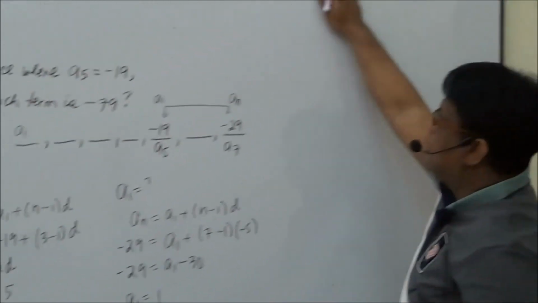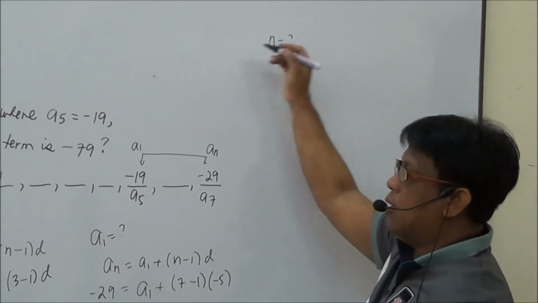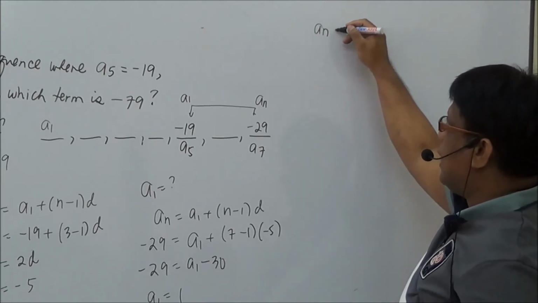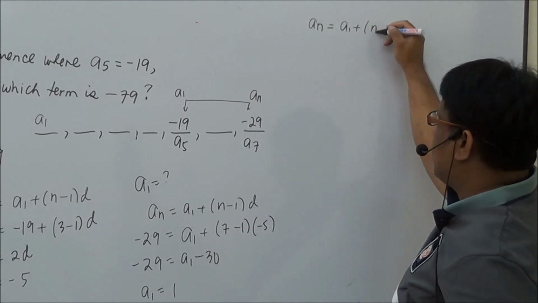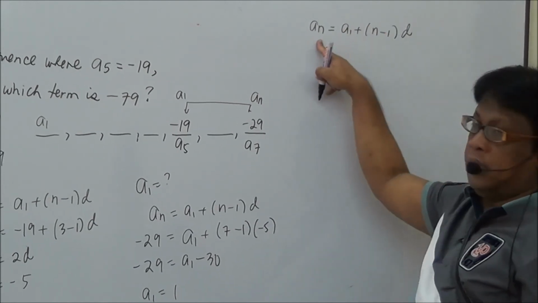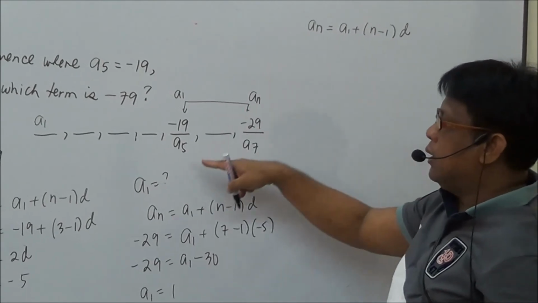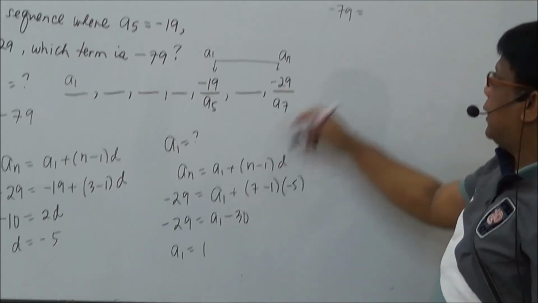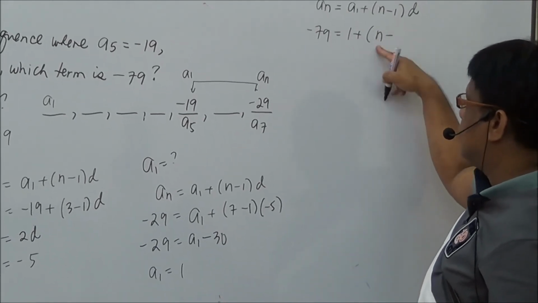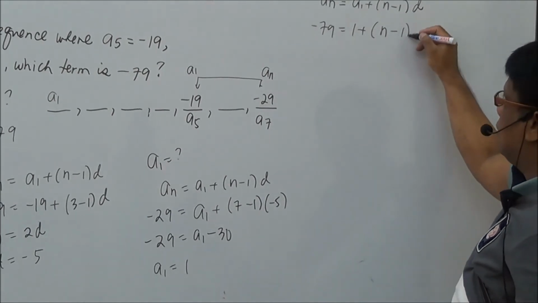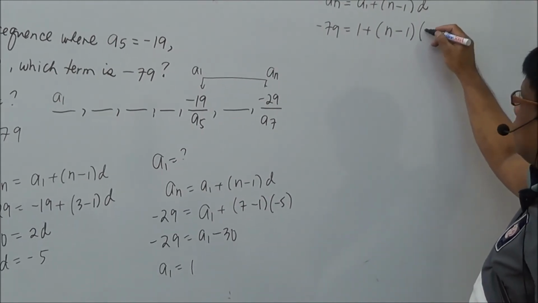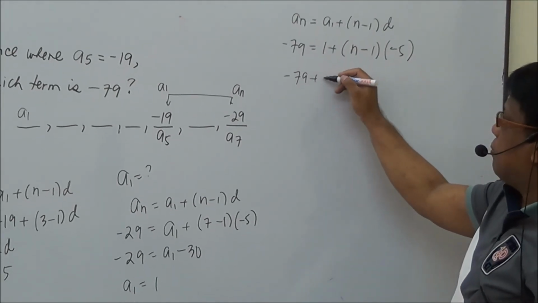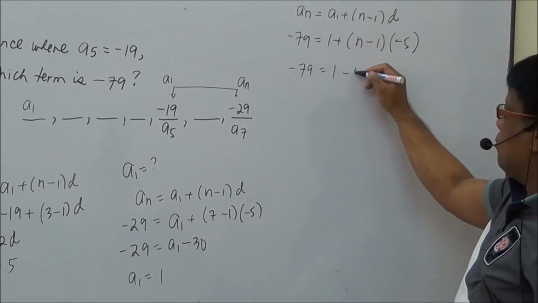And from here, we can now define N that belongs to the term negative 79. So let us make use of the formula A sub N equals A1 plus (N minus 1) times D. Of course, your AN will now be negative 79. Then A1 is positive 1 plus N, the unknown part of the equation, minus 1 times D. We have already found D a while ago, and that is negative 5. So it's now negative 79 equals 1, then minus 5 times (N minus 1).